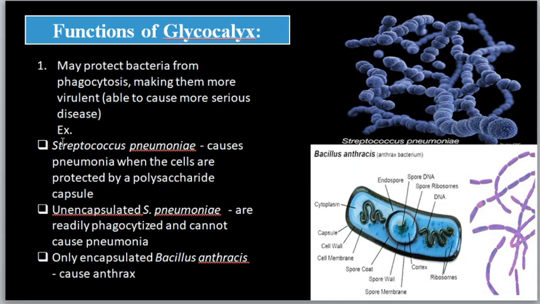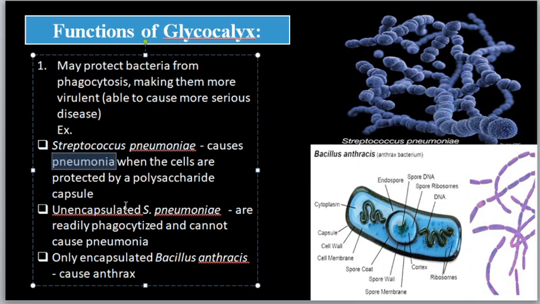Okay? So, one example natin, you have examples of bacteria that contain capsule. You have the Streptococcus pneumoniae. Okay? This causes pneumonia when the cells are protected by a polysaccharide capsule. So, kapag yung strain ng Streptococcus pneumoniae contains a capsule, they are the ones that cause your pneumonia disease. Kapag hindi siya coated ng capsule, hindi siya nagkakaroon ng pneumonia. So, ganun yung ibig sabihin niya, class.